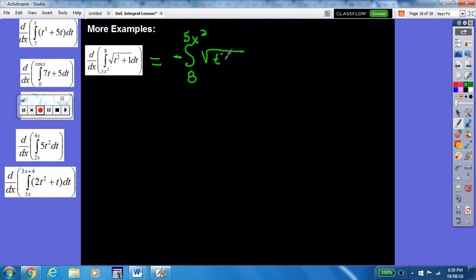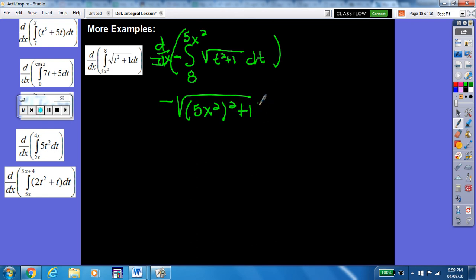So I have t squared plus 1 dt. From here, remember we are taking that derivative, so the derivative cancels the integral, and I just plug in my boundary. So I have negative square root of 5x squared plus 1. And I have to multiply by the derivative of that boundary, which is 10x. So in the end, I get negative 10x times the square root of 25 x to the 4th plus 1. Done.